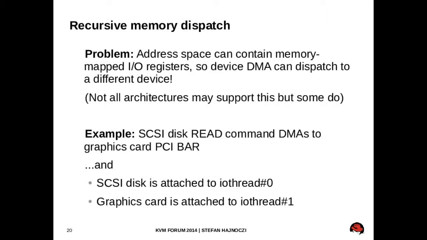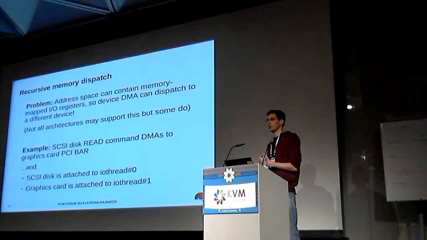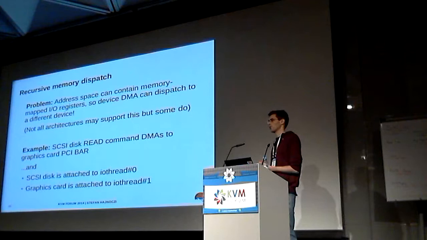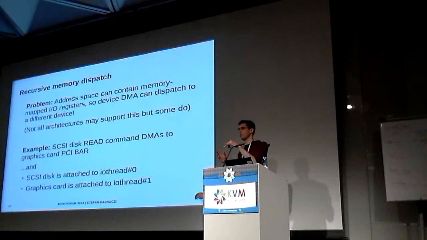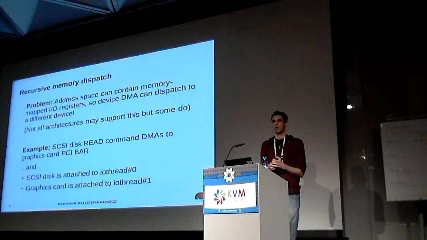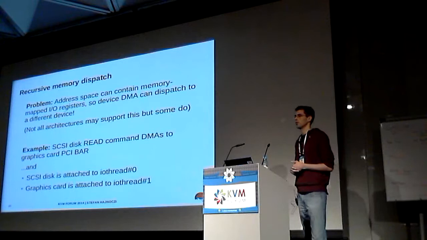So then the harder problem is the recursive memory dispatch. Even if we solve live migration, the really hard problem is the recursive memory dispatch. There are situations where one device could do a DMA and the destination address that it's DMAing to is not RAM. Instead, it's another device's memory map registers or something like that. I don't really have any good examples here, but I think that a lot of the discussions and people seem to agree that there are devices that do this.